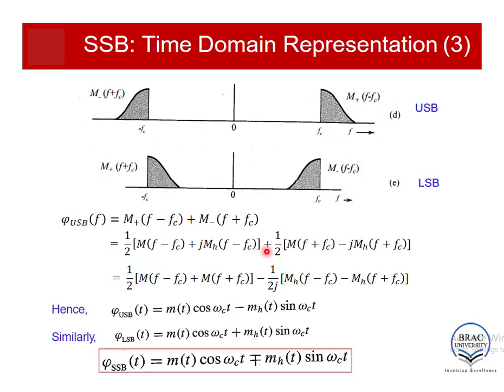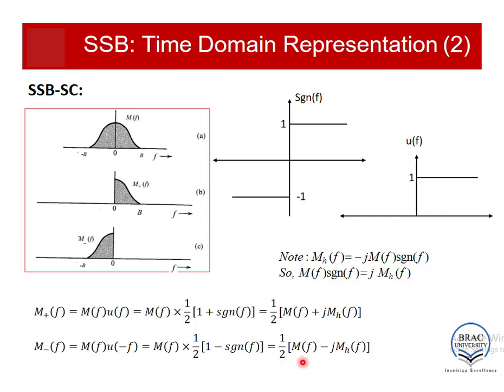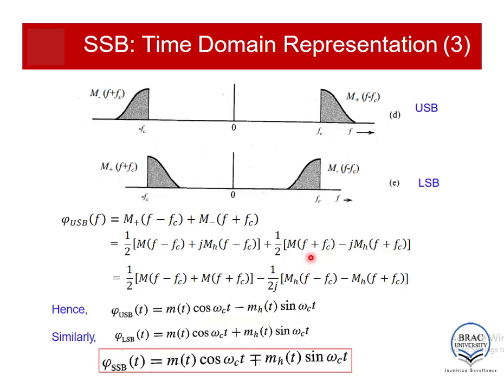Plus, we also derived the equation of M minus F. It was half of MF minus J MHF. Here the only difference will be, instead of F, we will write F plus FC. So half of M F plus FC minus J MH F plus FC. So here we can see there are one M component here and one Hilbert transform version of M here. One M here and one Hilbert transformation version of M here. We can take both M versions together and both Hilbert transform versions together. So it will be half of M F minus FC plus M F plus FC. And then if we take J common, it will be J by 2 MH F minus FC.